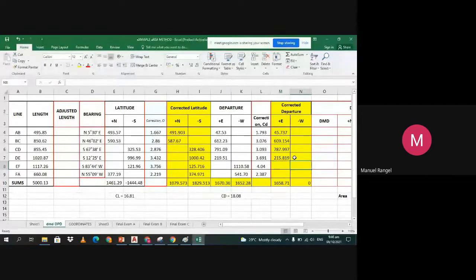So it is in the west, so move it to the other column, the west side. 1,114.62. Okay, next, 517.087. Sorry, sir, 544.09. Yes, sir. Okay.